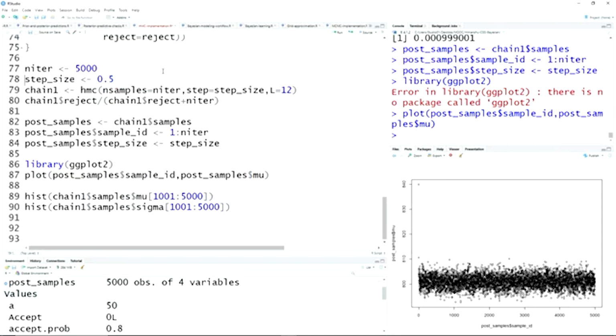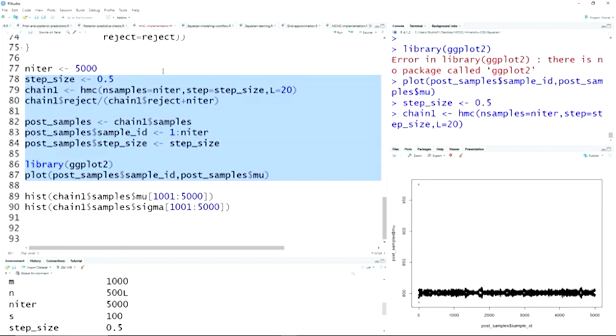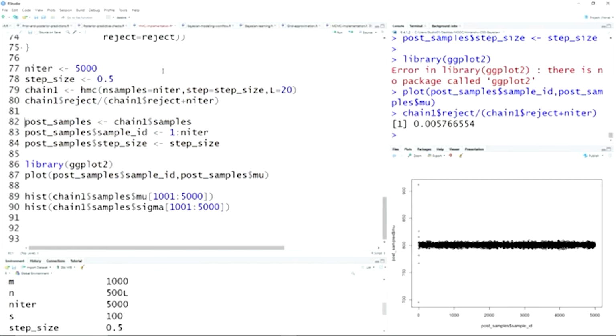I think even at 0.5, they might look good. It looks fine at 0.5. You can increase the number of leapfrog steps, so that can also adjust. It's really good at a step size of 0.5 and number of leapfrog steps 20. The rejection rate here is 0.57 or something. Okay.